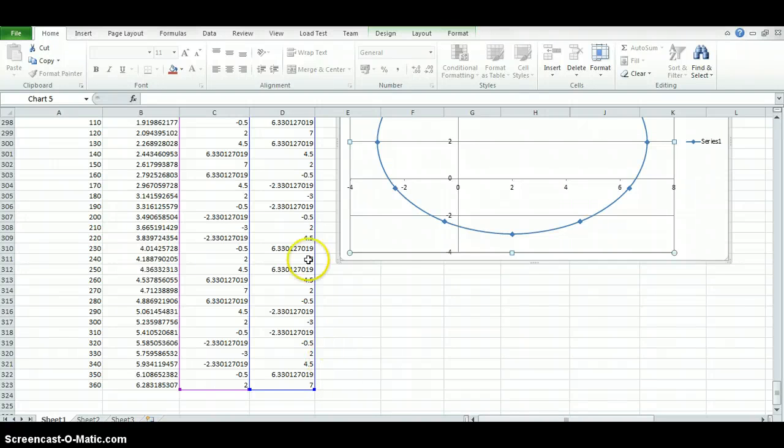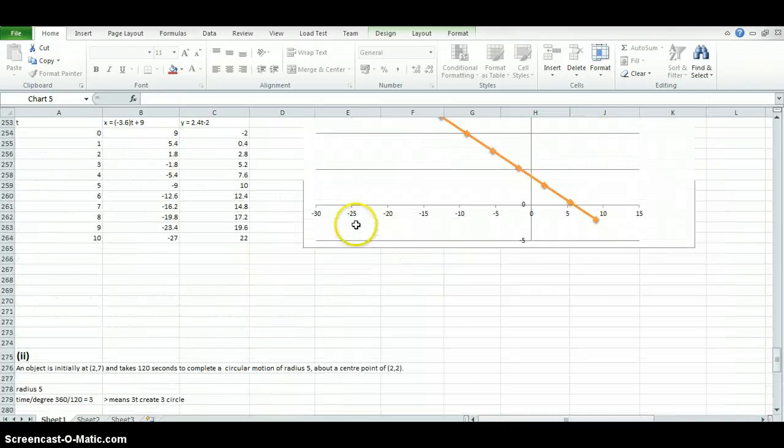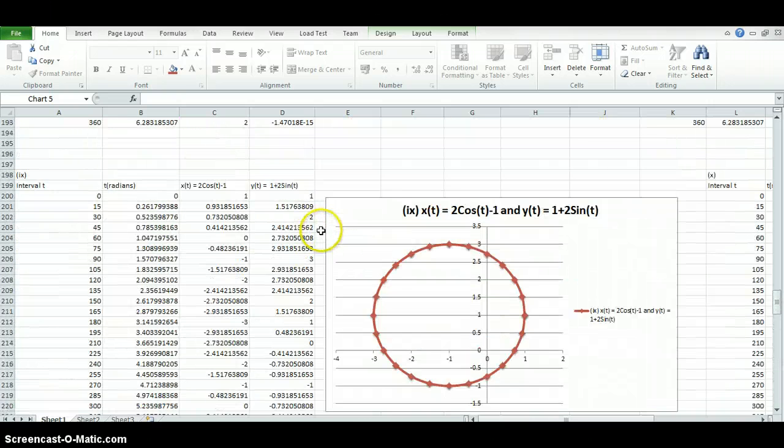Okay, the starting point depends on how you control the starting point. It depends on what you have for your x and y equation. If sine was over here, then it would start somewhere here. If x cos was over there, then it would start somewhere else.